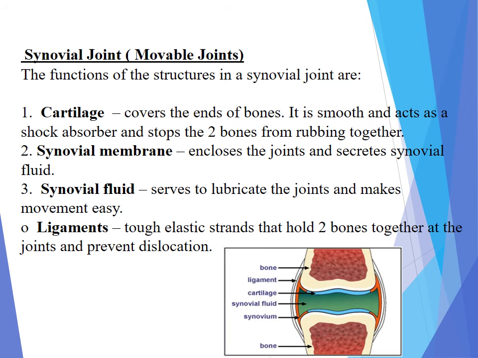In this slide you can see the synovial joint, and the parts of the joint are also described here. Cartilage is a covering on the end of the bone. It consists of smooth and elastic tissue and acts as a shock absorber and stops the two bones from rubbing against each other. The synovial membrane encloses the joint and secretes synovial fluid. Synovial fluid serves to lubricate the joint and makes movement easy. So it reduces the friction. Ligaments are tough, elastic strands that hold two bones together at the joint and prevent dislocation.